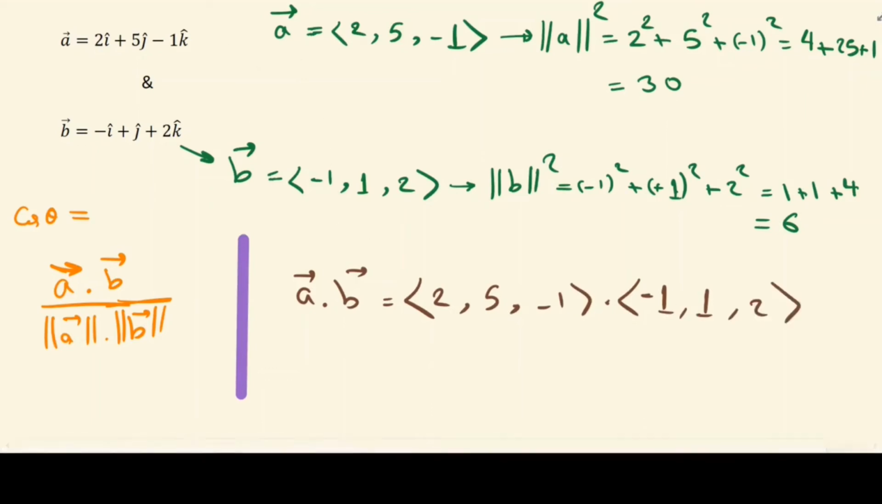So we just need to look at the corresponding components, multiply those components, and then find the summation of all those terms. So 2 and -1, we're going to get 2 times -1, plus second components 5 and 1, and finally the third component -1 and 2. If we evaluate this right hand side, we are going to get -2 plus 5 minus 2, which is going to be +1.